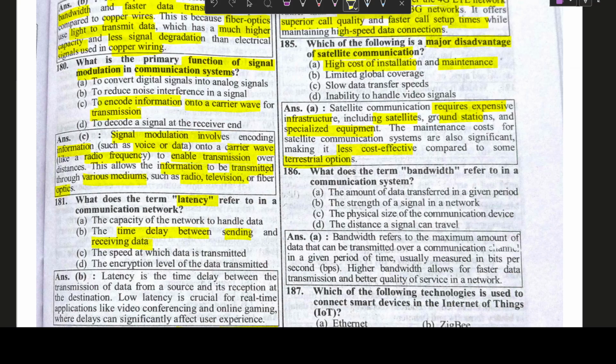So what does the term bandwidth refer to in a communication network? It is the amount of data transfer in a given period. So bandwidth refers to the maximum amount of data that can be transmitted over the communication channel in a given period of time, usually measured in bits per second, bps. Higher bandwidth allows faster data transmission and better quality of service in a network.